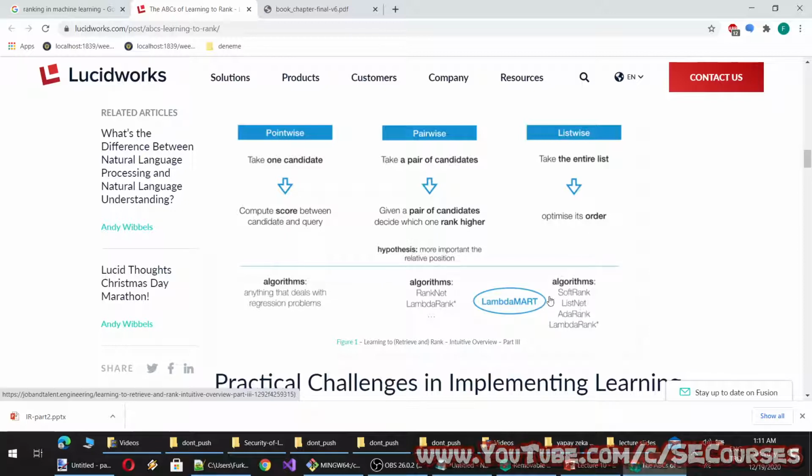And you see there are the algorithms: SoftRank, ListNet, AdaRank, LambdaRank. And in pairwise, RankNet, LambdaRank. And anything that deals with regression problems, any algorithm.